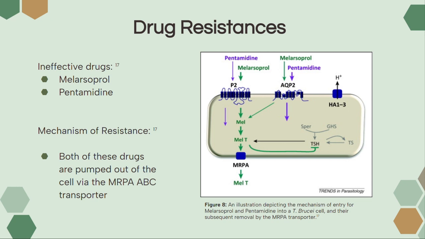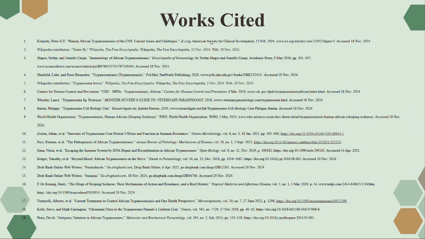a surface protein whose function is a lot like an efflux pump for bacteria. In this case, it is an MRPA ABC transporter transporting melarsoprol and pentamidine out of the cell. So as you can see in this image here, pentamidine and melarsoprol will both be admitted entry into the cell by the surface transporters P2 or AQP2, and before they have the chance to exert their effect, they are pumped out of the cell by the MRPA protein.